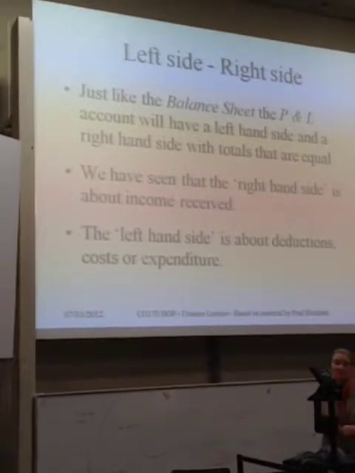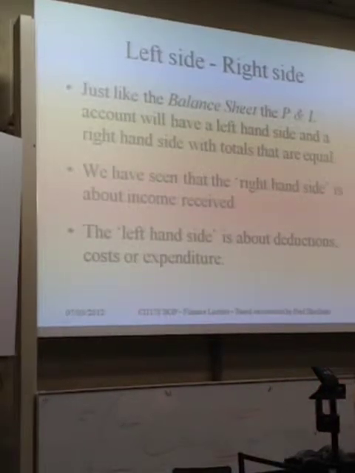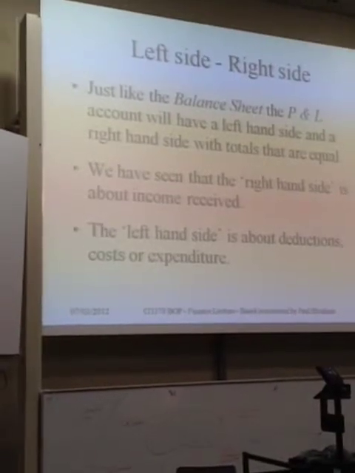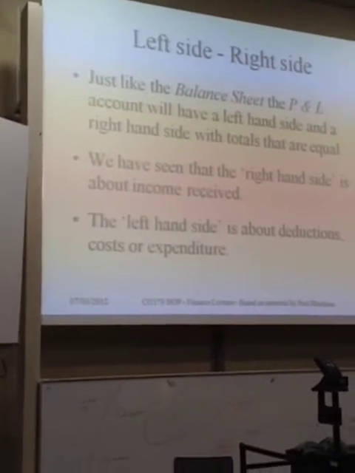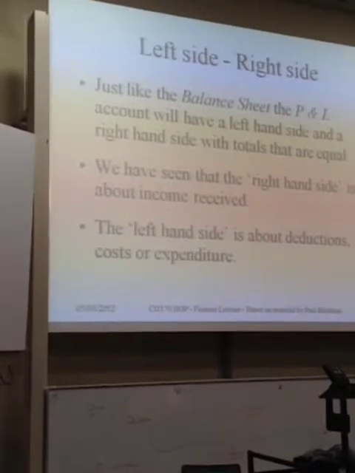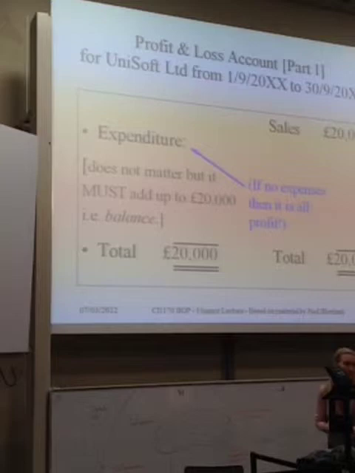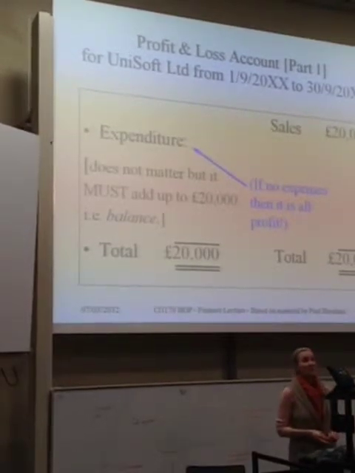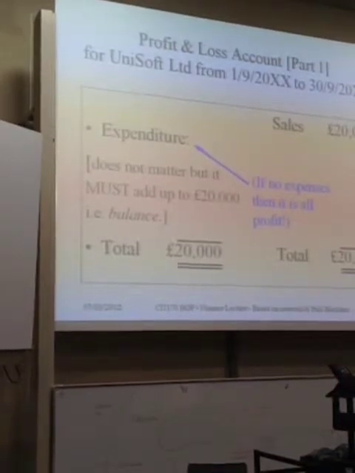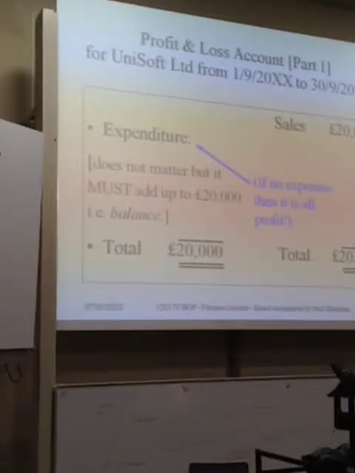So just like the balance sheet, the P&L account will have a left-hand side and a right-hand side with totals that are equal, that balance. The right-hand side is about income received. The left-hand side is about deductions, costs or expenditure. If there are no expenses, then it's all profit. And it doesn't matter what the sales figure is, it's got to balance. So we would call it profit of £20,000.